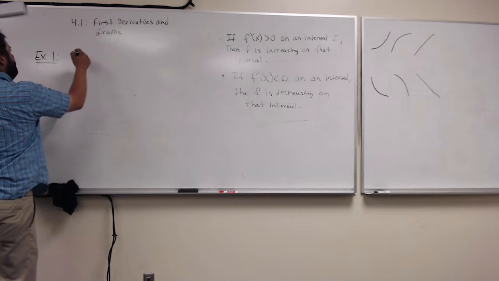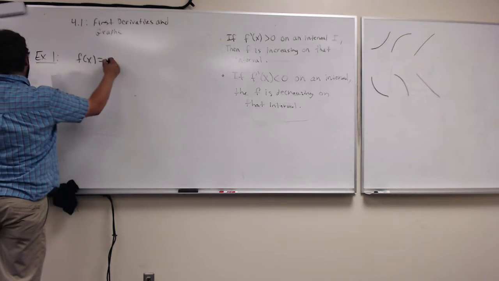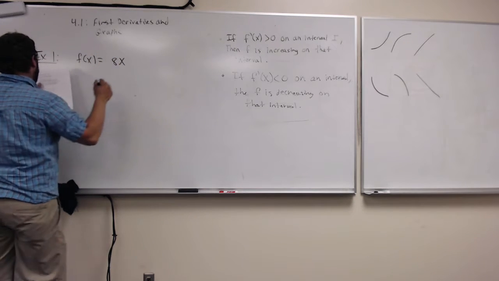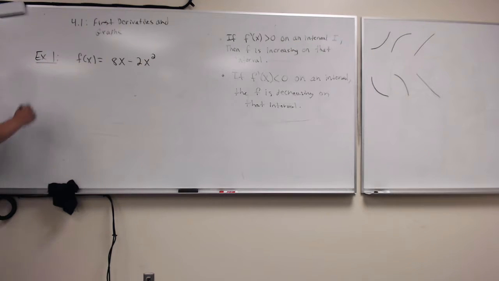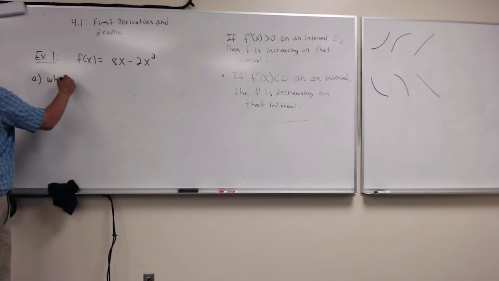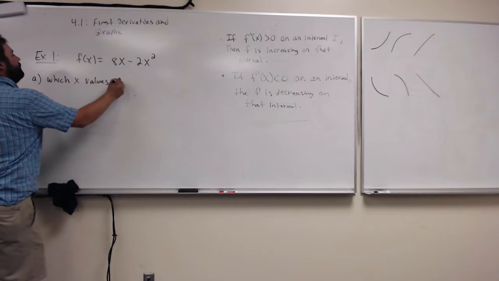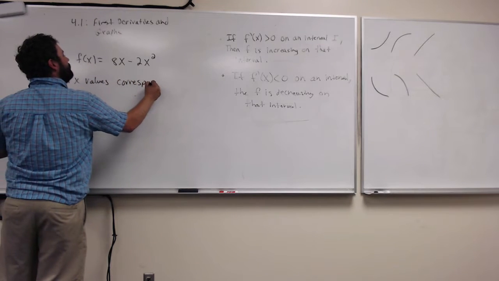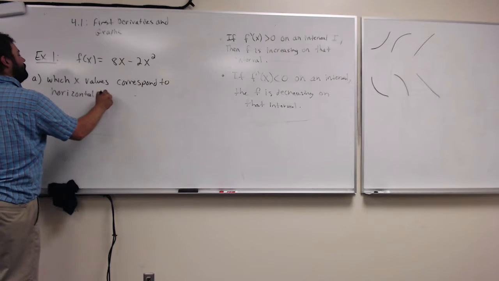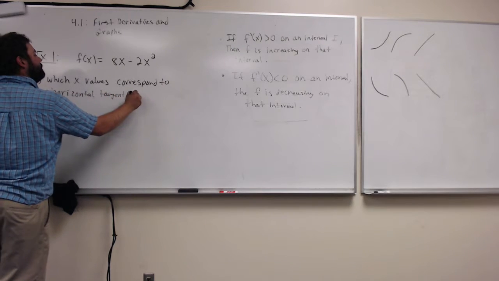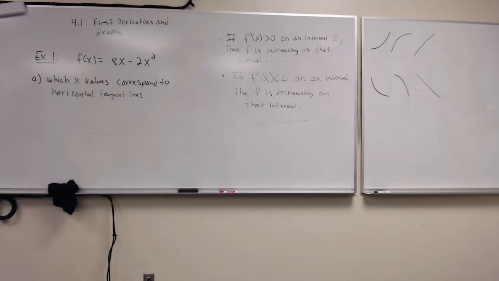Okay. So we're going to take a pretty simple function, f of x. It's going to be a quadratic. So 8x minus 2x squared. And then part A, which x values correspond to horizontal tangent lines? And from the previous picture, those x values are going to tell me where the function changes from increasing to decreasing or vice versa.